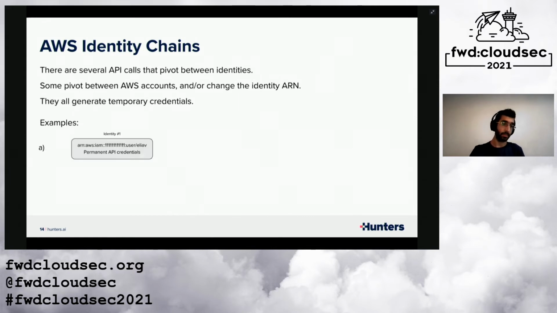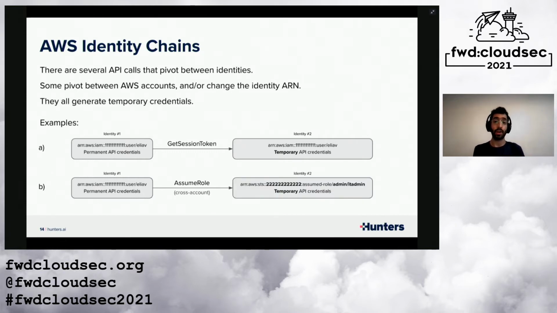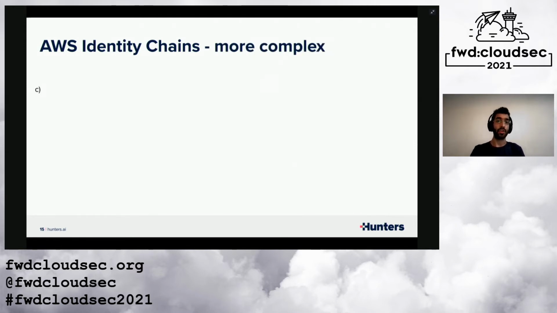So for an example, a simple one, say I have a permanent IAM user with permanent credentials and I call get session token, one of these calls. This generates a new set of temporary credentials belonging to the same ARN with the same permissions. Another example would be an assume role call with the same IAM user, and I would assume a role cross account to a different account, and I would get an assumed role in a different account with a new set of temporary credentials. However, it's called chain for a reason because all these API calls can actually be chained.